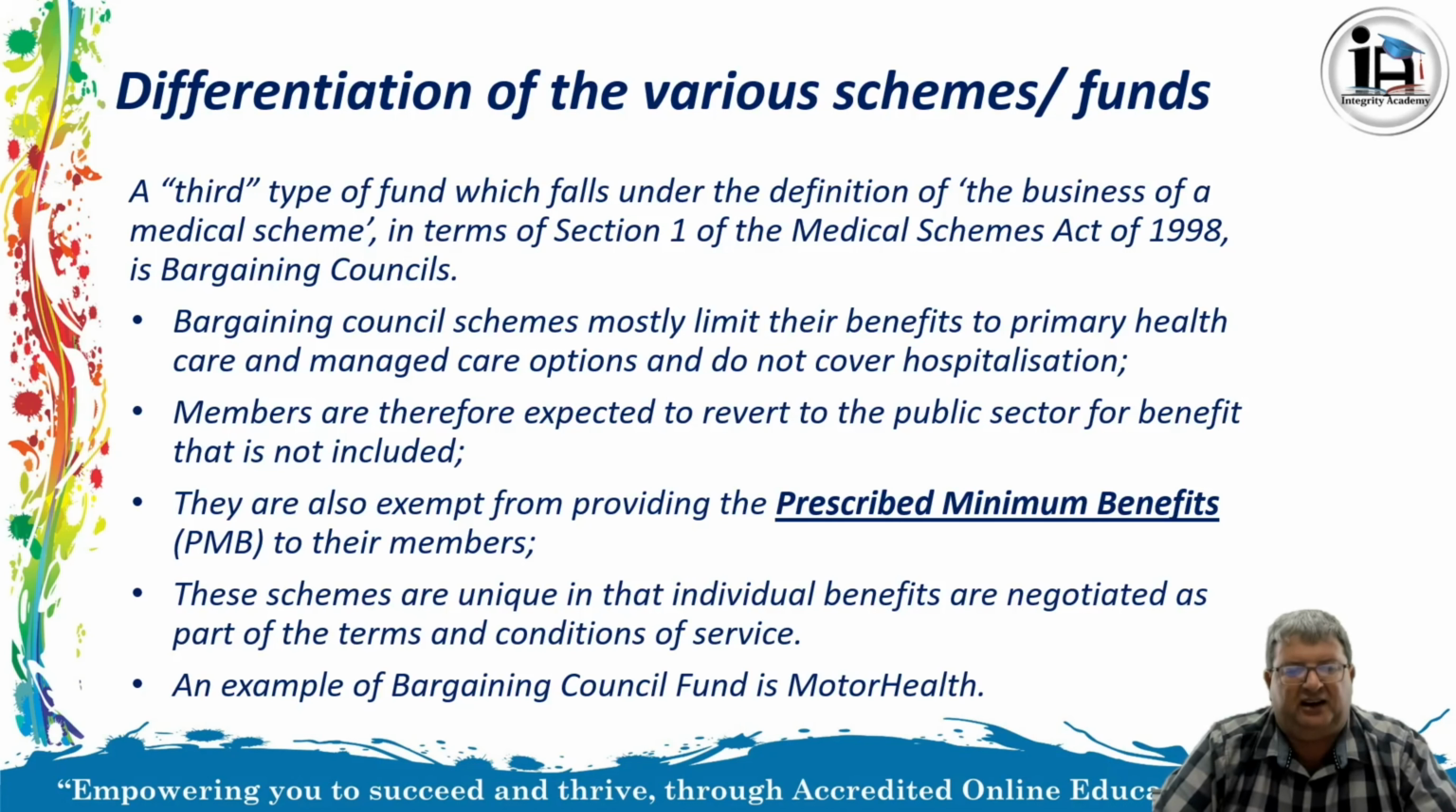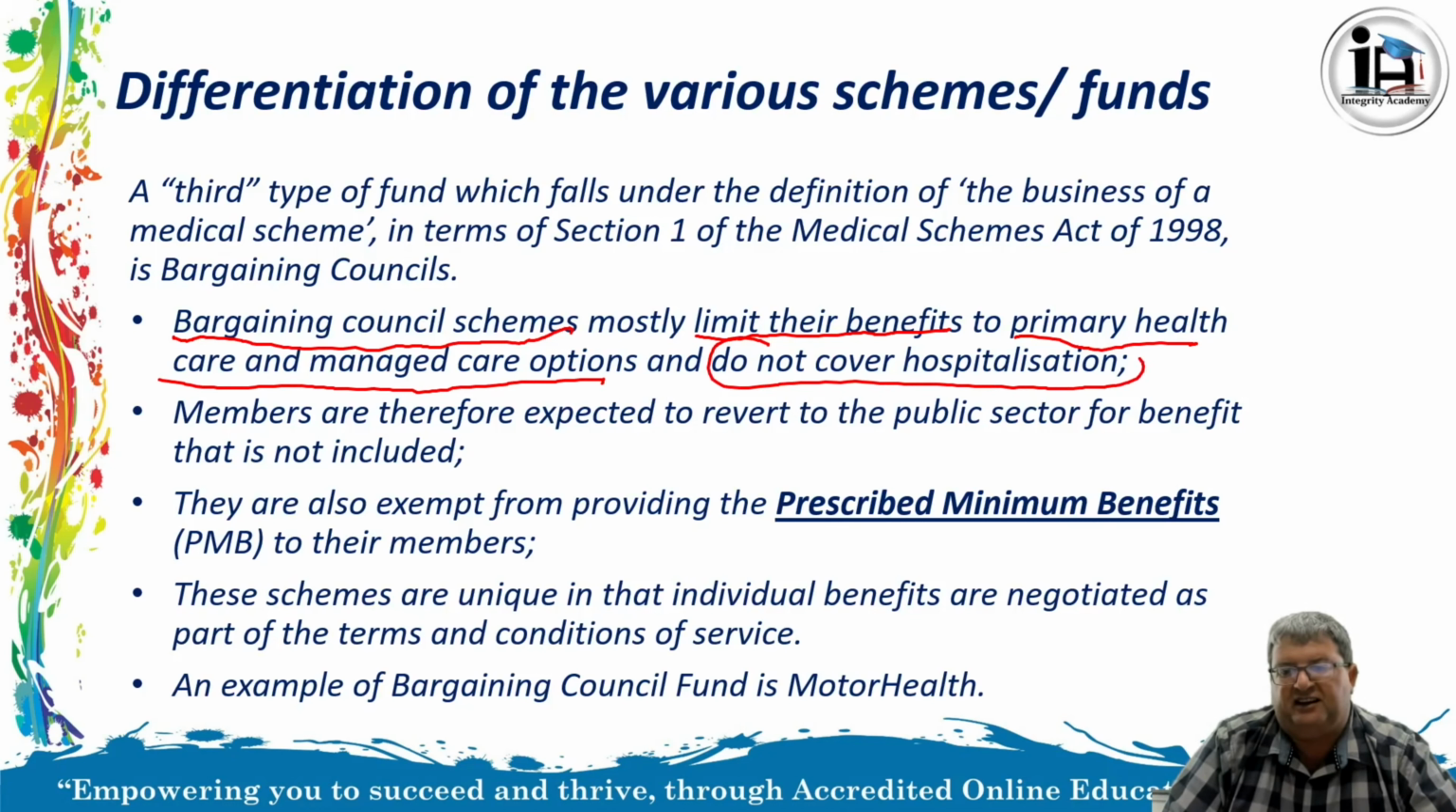You see, so if you belong to a bargaining council scheme, they've got limits. They limit their benefits to primary health care and managed care options. They do not cover hospitalization. So if you need to go to hospital, sorry, you have to go to a government hospital. They will not pay your PMBs as well.